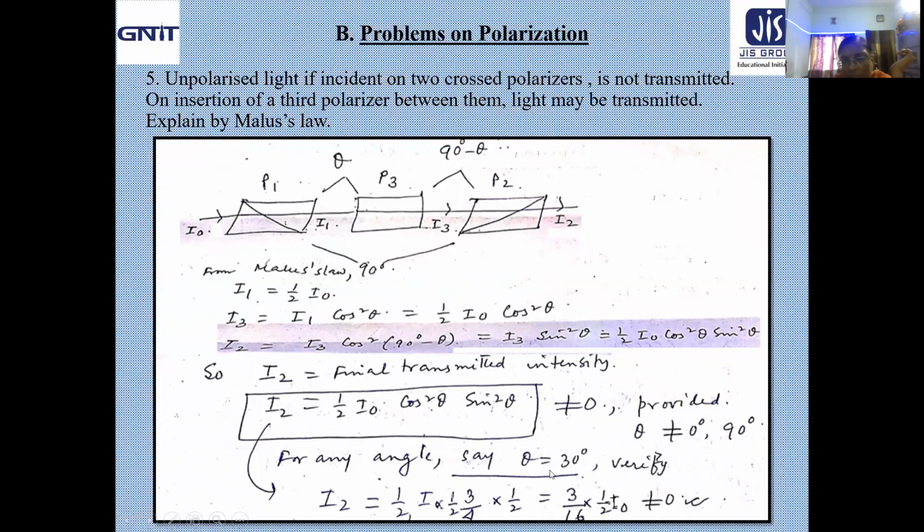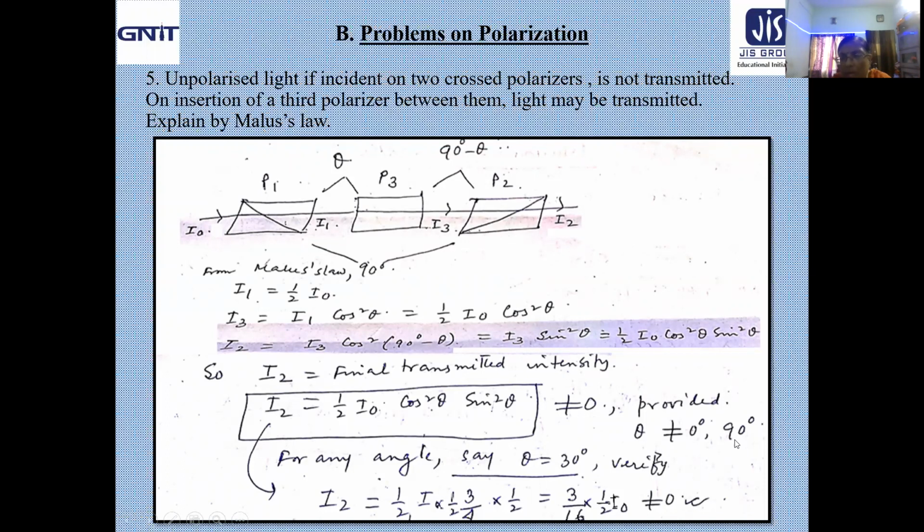You can try with any other angle of theta, say 45 degree, 60 degree, like that. But don't try with theta equal to 0 or 90. Why? If theta equals 0, P1 and P3 will be placed parallel, and P2 is crossed. So with a parallel system, you are crossing it. Naturally, you will not expect anything outside P2.